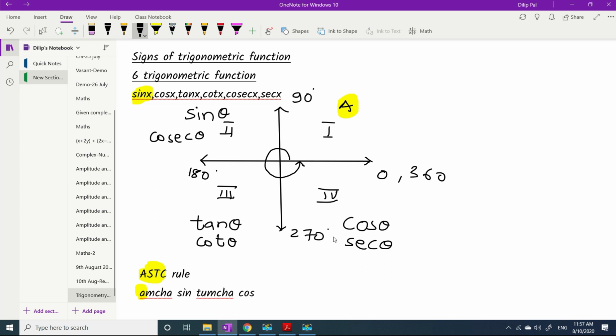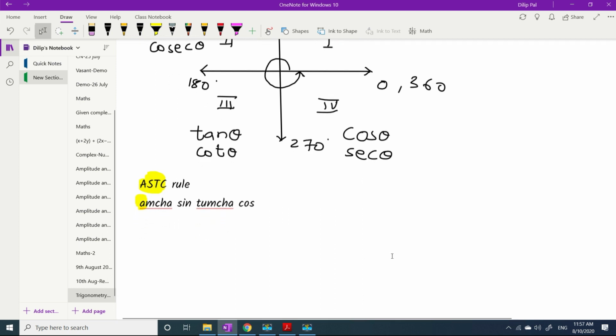Now that I have explained the ASTC rule, or the "all sine tan cos" concept, you have to use this to give me certain answers. As I explained, the first quadrant is from 0 to 90, the second quadrant is from 90 to 180, the third quadrant is from 180 to 270, and the fourth quadrant is from 270 to 360. So if I ask you, what is the sign of sine 185, you can guess the answer.